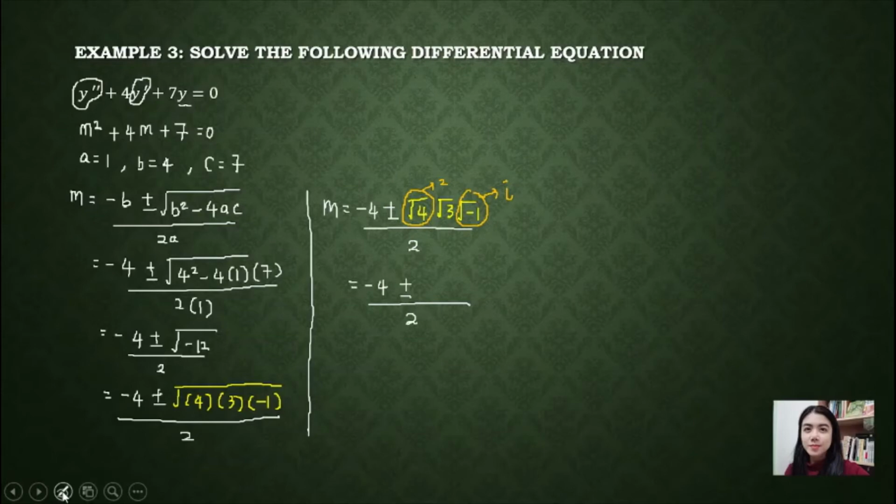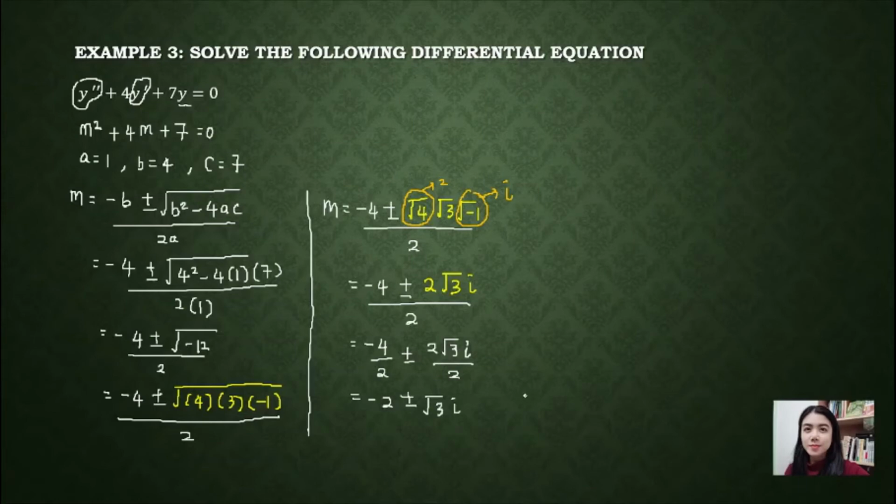So it means that if you simplify, you have 2 multiplied by the square root of 3 and multiplied by i. Then let's simplify. We will have minus 4 divided by 2, plus minus 2 square root 3 i divided by 2. Negative 4 divided by 2 will give you negative 2. Plus minus, the 2 and 2 here you can cancel. The things that remain are the square root of 3 and i.